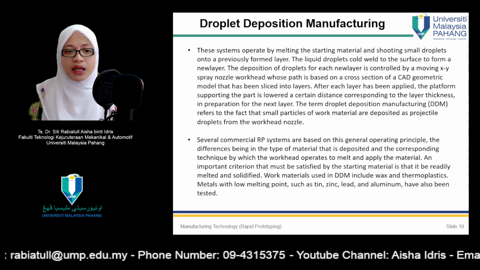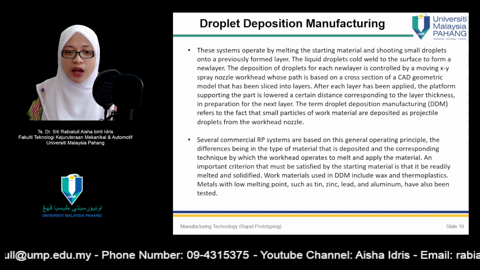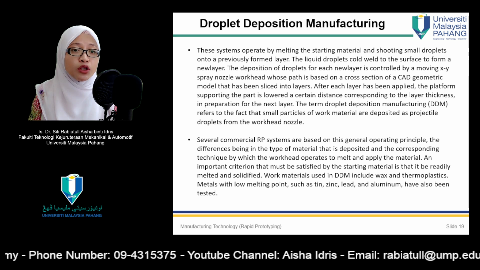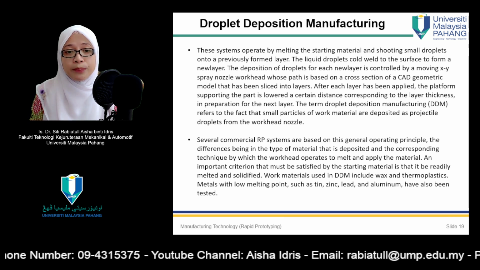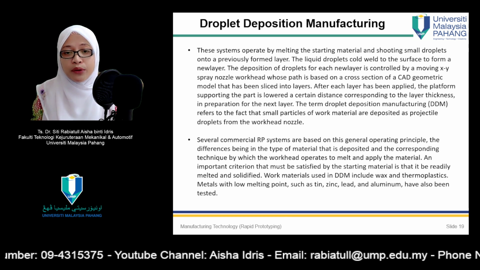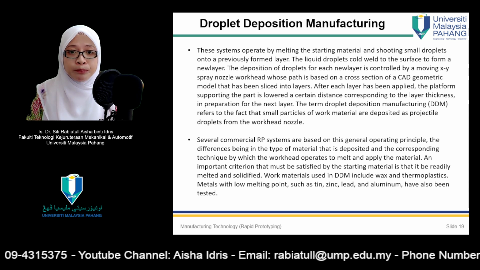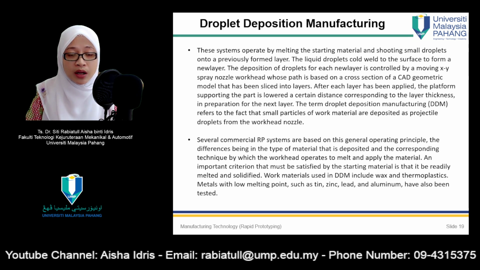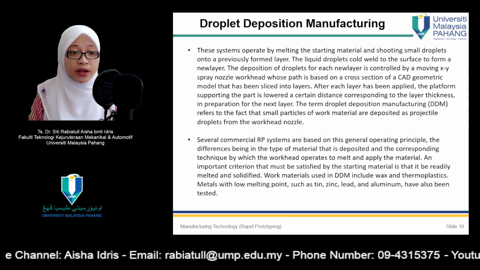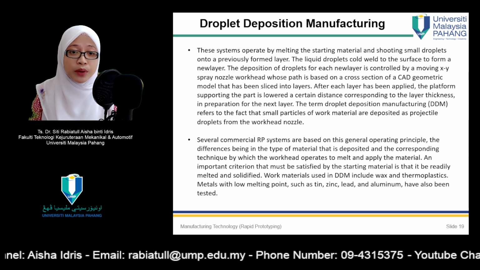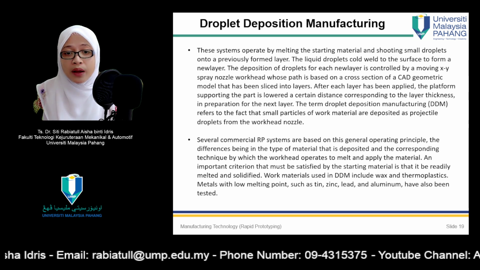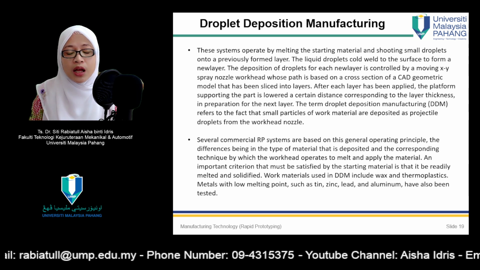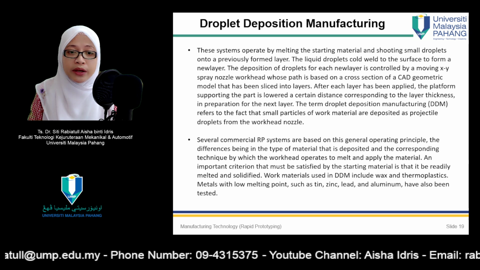And number 3 is droplet deposition manufacturing. This system operates by melting the starting material and shooting small droplets onto a previously formed layer. The liquid droplets cool on the surface to form a new layer. The deposition of droplets for each layer is controlled by moving an XY spray nozzle workhead, whose path is based on a cross-section of a CAD geometry model that has been sliced into layers.